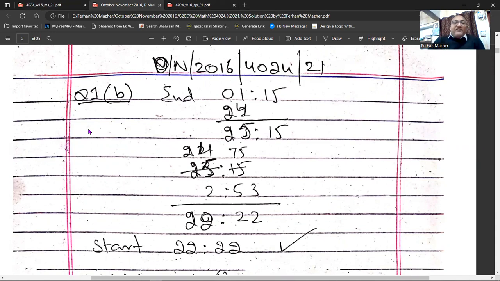So from 25:15, I will subtract 2 hours and 53 minutes, because from 15 minutes, you cannot subtract 53 minutes. So from hours, I will borrow 1 hour. So 1 hour will come in minutes, it will be 60 minutes. So in 15 minutes, when you add 60 minutes, it becomes 75 minutes. Here, 24 hours are left. From 75 minutes, subtract 53 minutes, you get 22 minutes, and 24 hours, subtract 2, so you get 22. So the program actually started at 22.